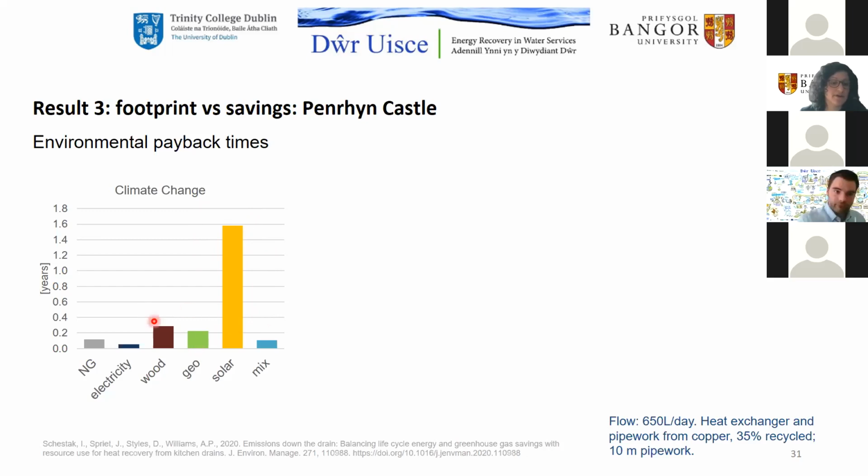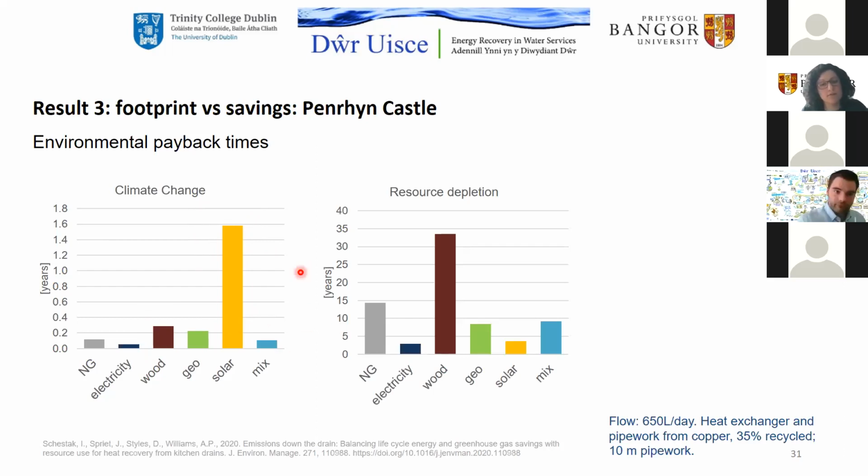And in the case of Penryn Castle, we used wood chips. Then I also want to show you the results of another environmental impact category. Here, as an example, it shows resource depletion. What we can see here, first of all, is that our payback time is much larger. So in the case of wood pellets, it's 33 years.